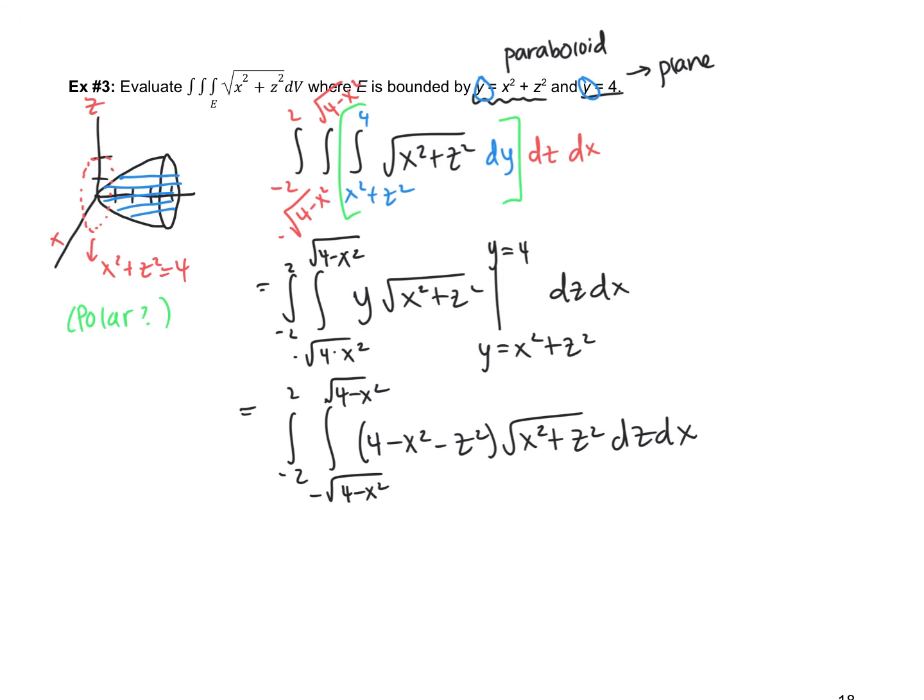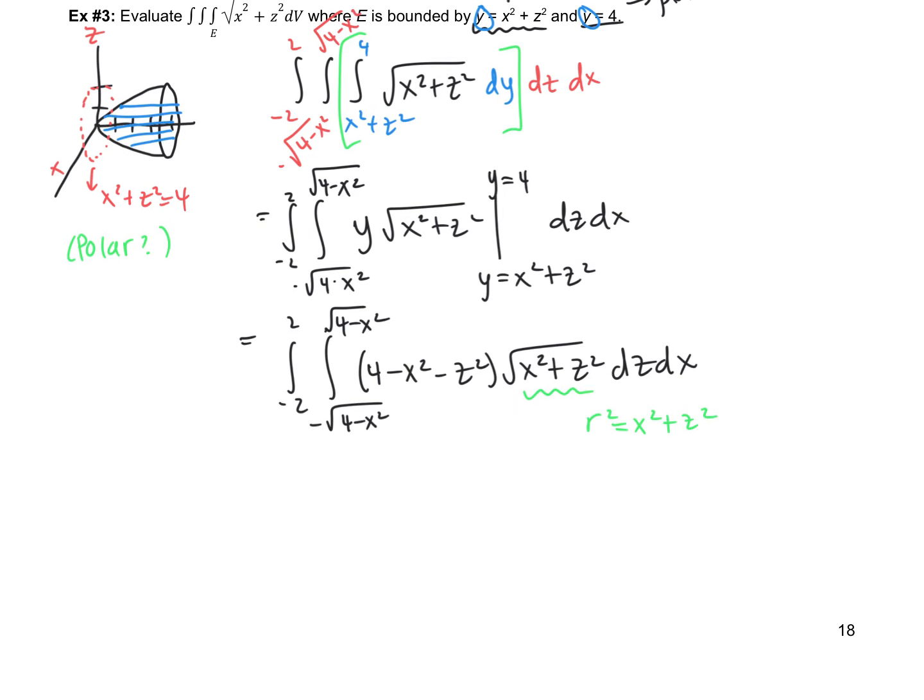Now, the polar that we did before was in terms of x and y. We can still do polar in terms of x and z. In the integral that we currently have, r squared will be x squared add z squared. Okay, so let's keep this going then.